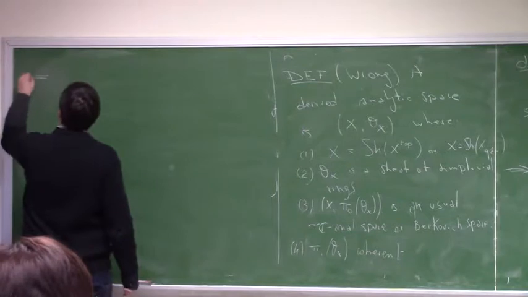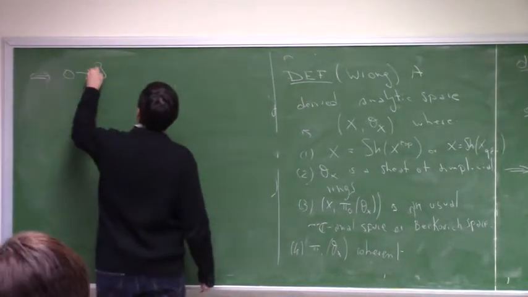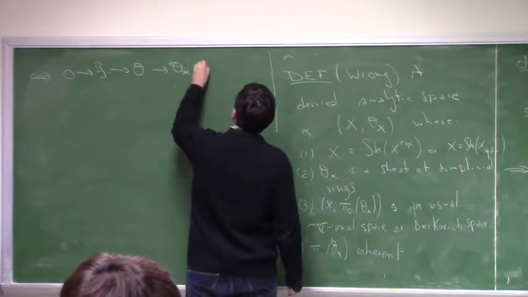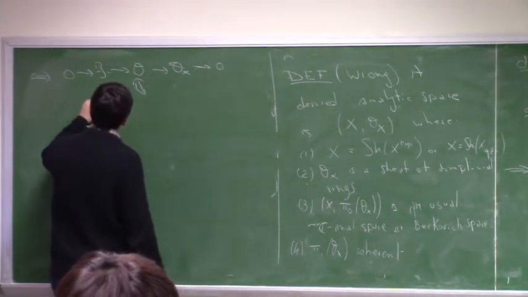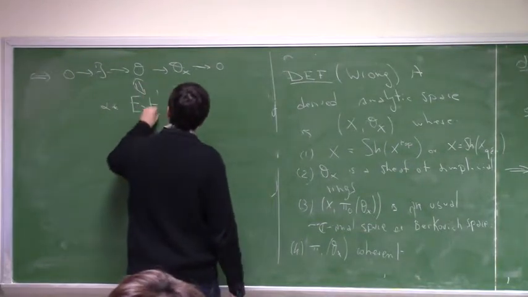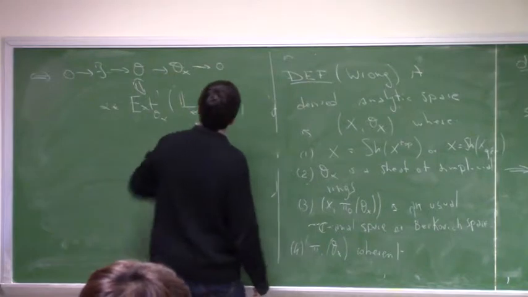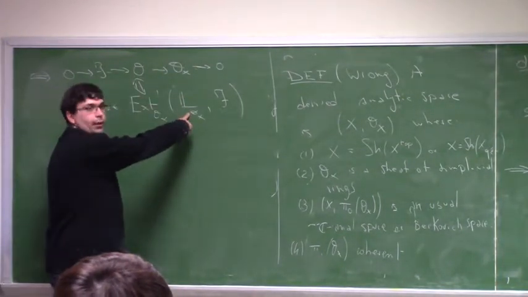It says that I can see 0 → F → O → O_X → 0. It's just the same thing as an element in Ext^1 of the cotangent complex L_X of O_X with coefficients in F. And now the insight is that this cotangent complex here is too big.